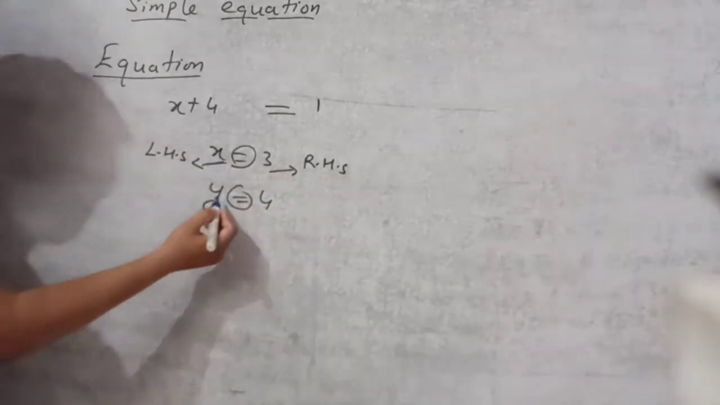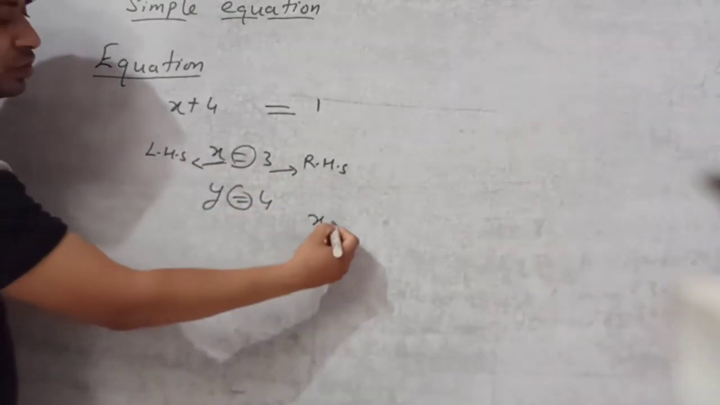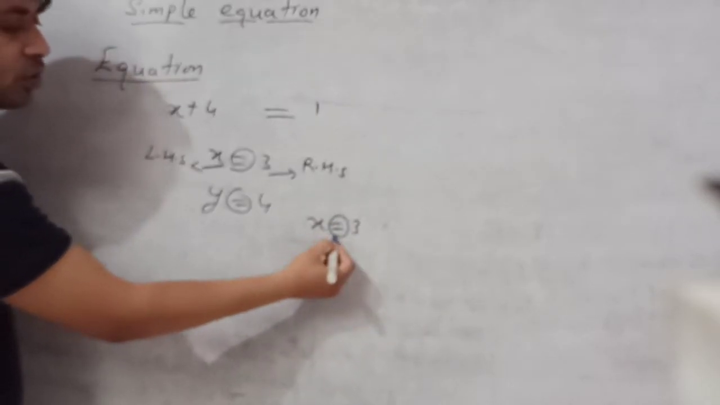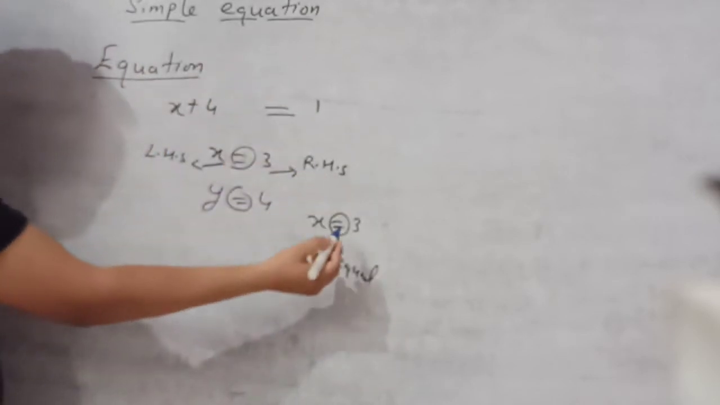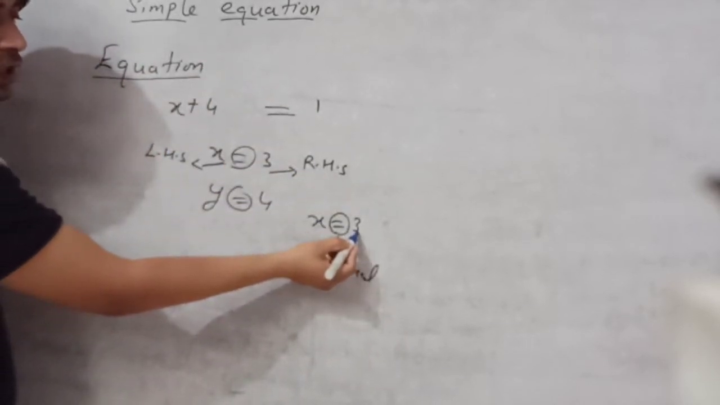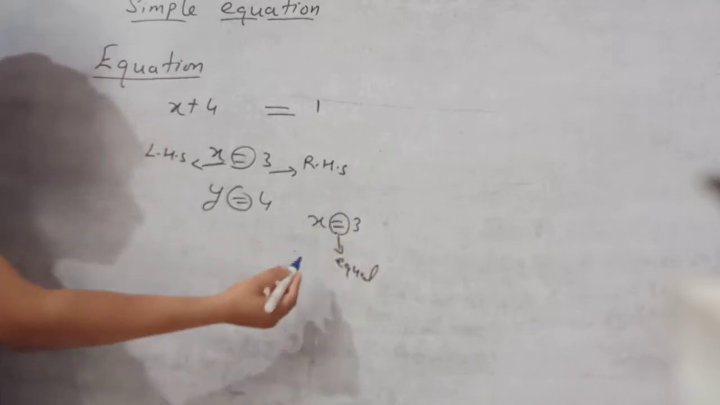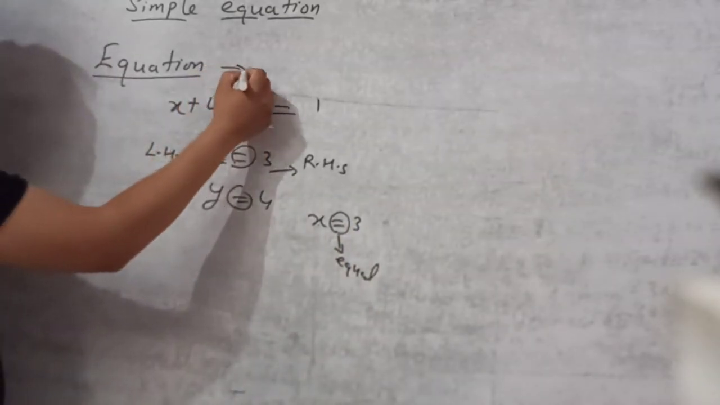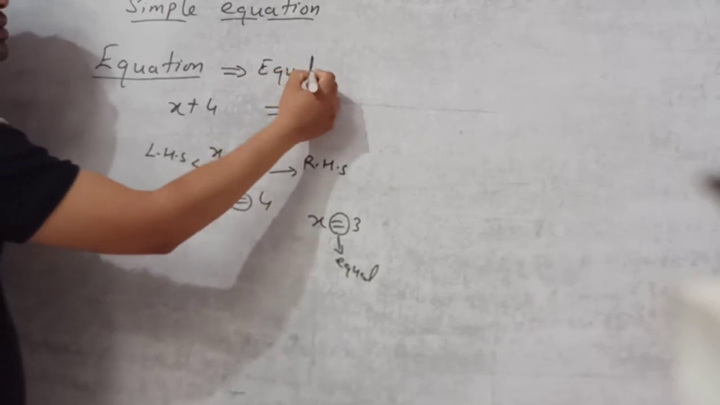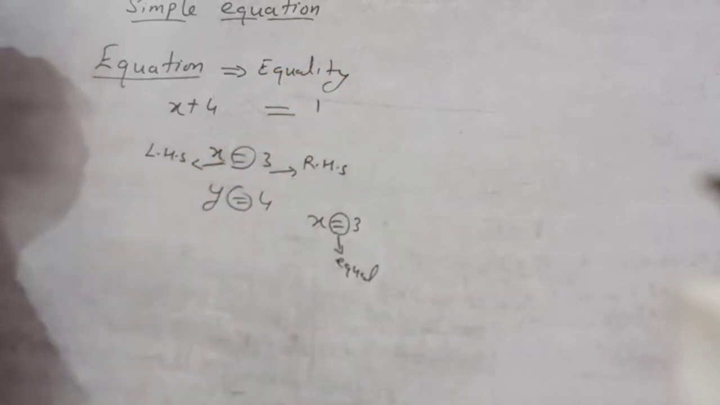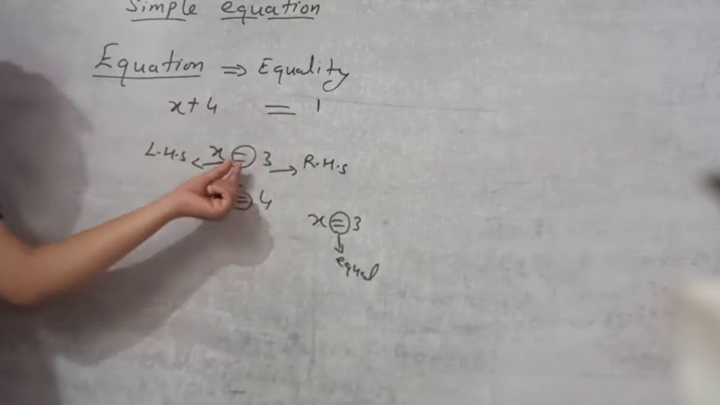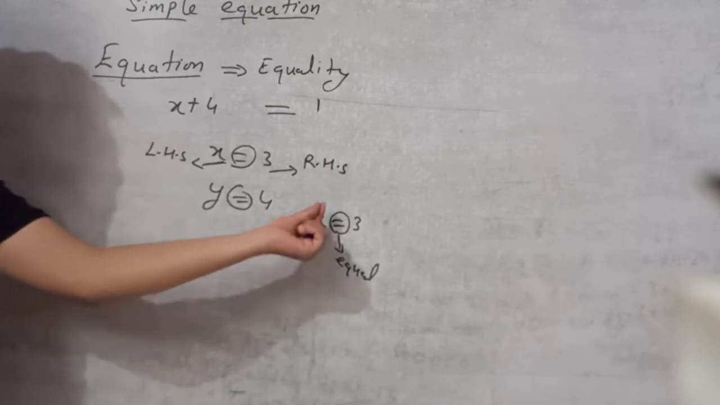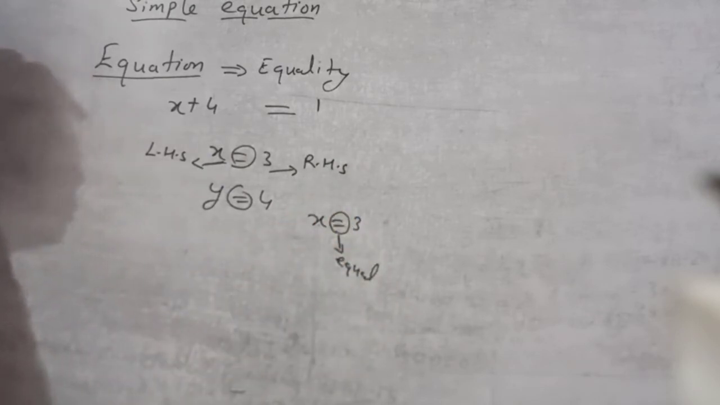So when we write x equals 3, it means the value of x is 3. An equation means equality. Where we have the condition x equals 3, the equal sign is there, and on the left side and right side we have the values. Here x equals 3.